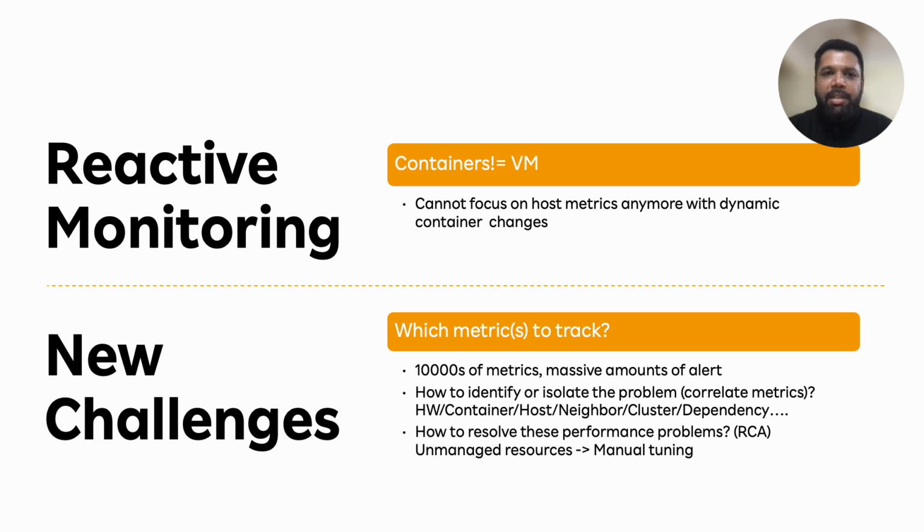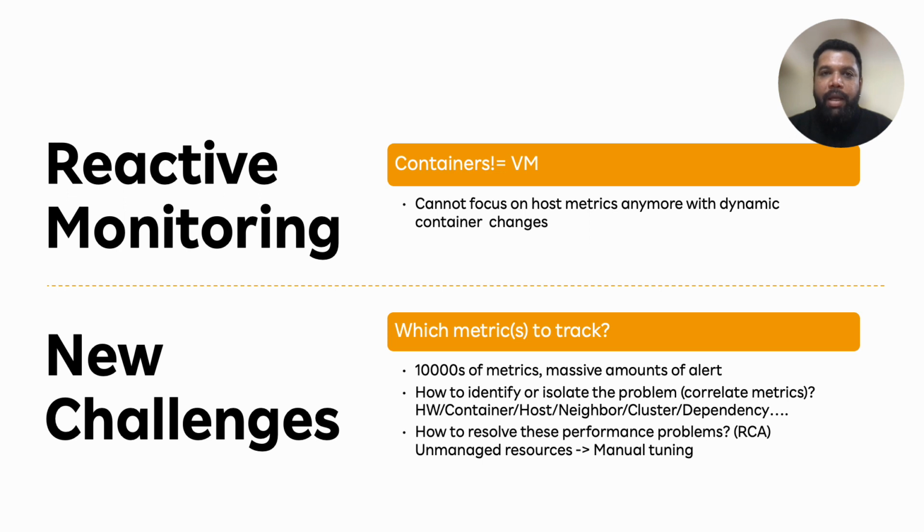In the traditional system, we were all used to reactive monitoring. But with Kubernetes, reactive monitoring is something you cannot afford to do. Why? As I mentioned, there are tens of thousands of metrics and massive amounts of alerts. How do you identify and isolate the problem and correlate metrics? Is your container causing a problem? The host, the neighbor, the cluster, or which dependency on downstream systems is having a problem? It will become really tedious to manage all this with manual RCA and reactive monitoring.